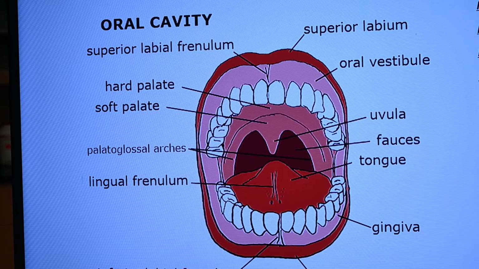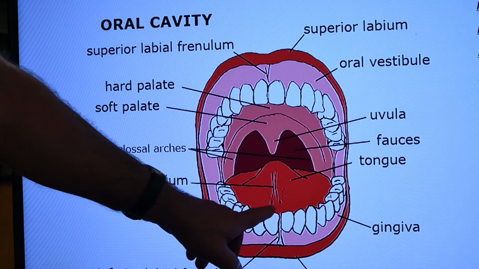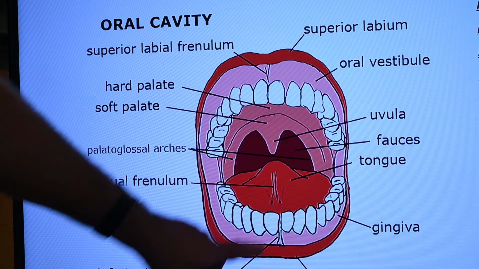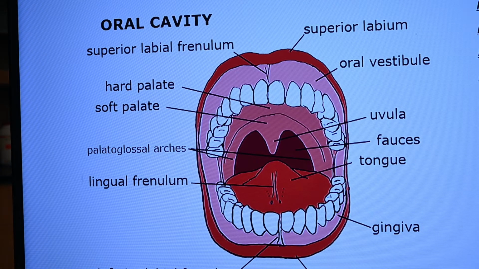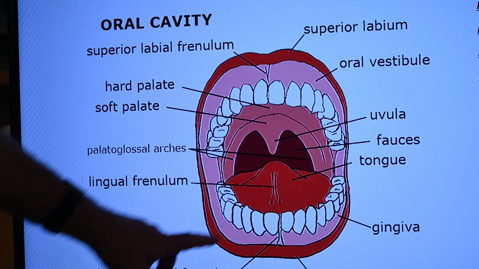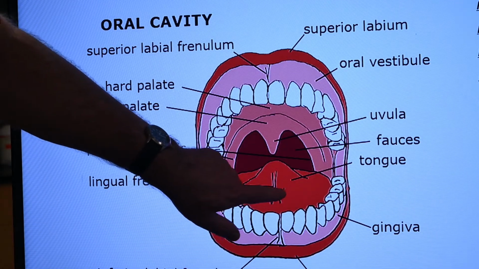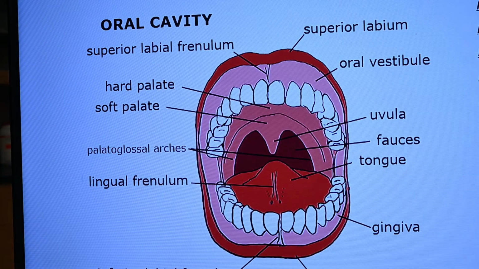Not labeled in this diagram, but right up here in the front are a couple of dots that represent the openings to the submandibular glands. They come up right to the base of the lingual frenulum, and then some smaller dots right behind that are openings to the sublingual ducts from the sublingual gland, salivary ducts there.